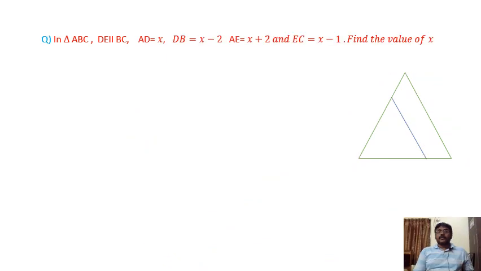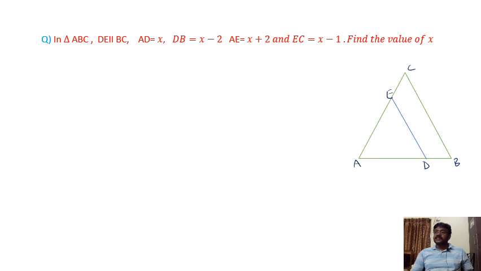Right. Another problem. In triangle ABC, DE parallel to BC, AD is equal to x, DB is equal to x minus 2, AE is equal to x plus 2, and EC is equal to x minus 1. Find the value of x. Okay. In the textbook, the order of the vertices was given like this. You can see in the textbook, right?